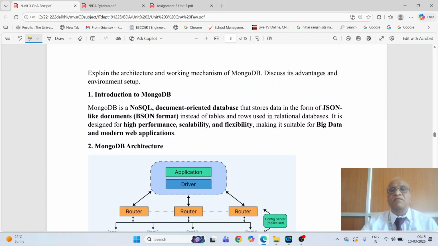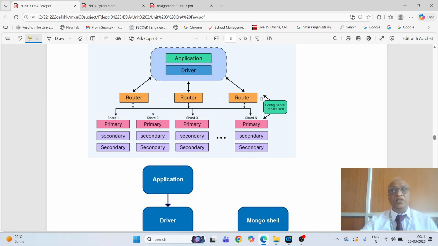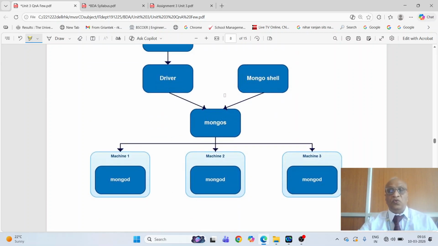This is the architecture and working mechanism of MongoDB. It is NoSQL, document-oriented, JSON, BSON-based, offers high performance, scalability, flexibility, suited for big data and modern web applications. This is how your architecture looks like. So you have the application and driver sitting at one place, then your routers, then you have a replica set, where these are the shards. You can see the shards here. So you have the Mongos and the Mongo shell. This MongoDB is running.